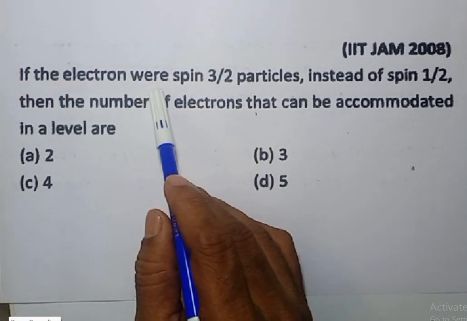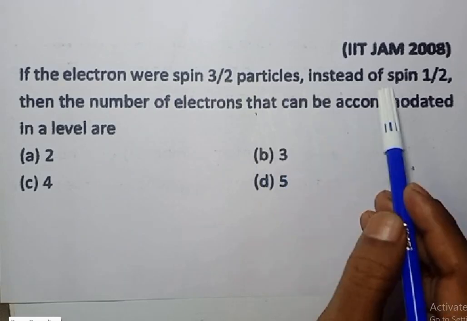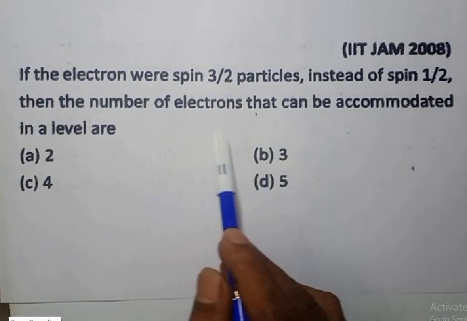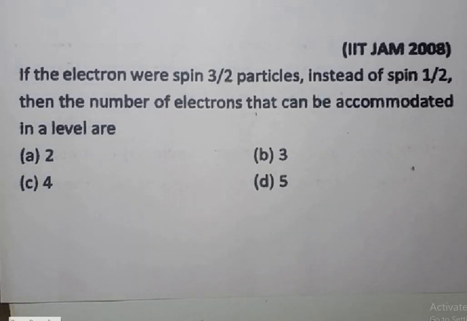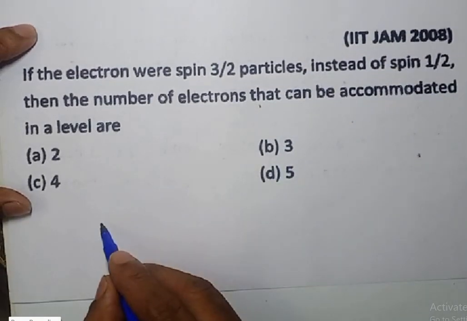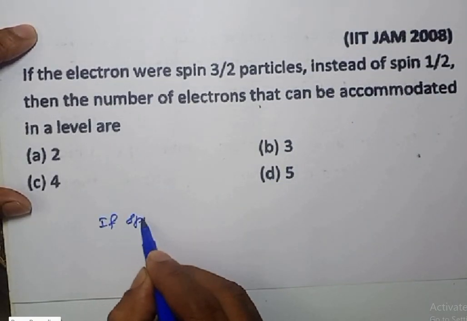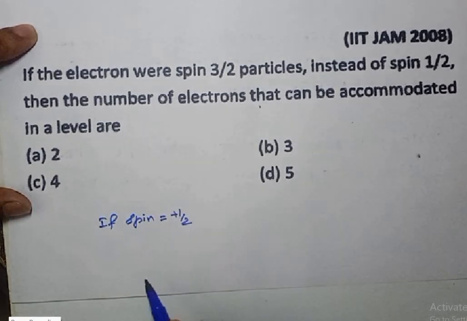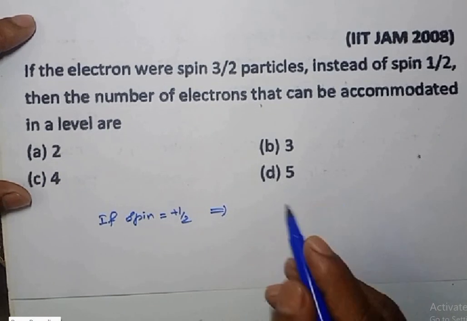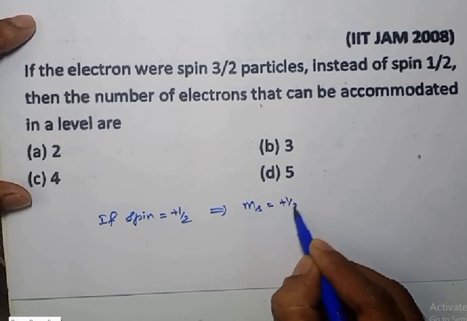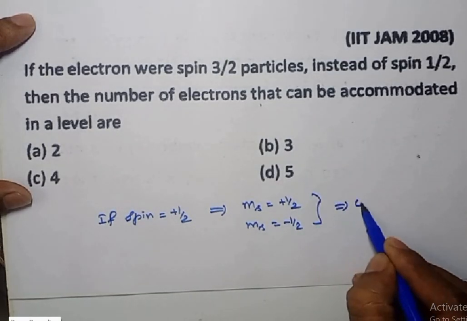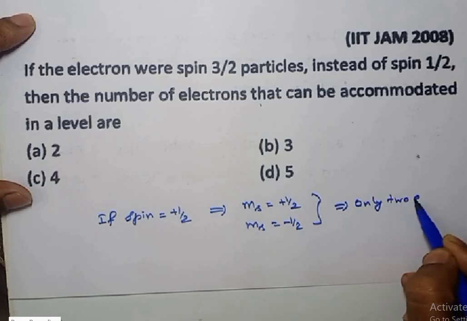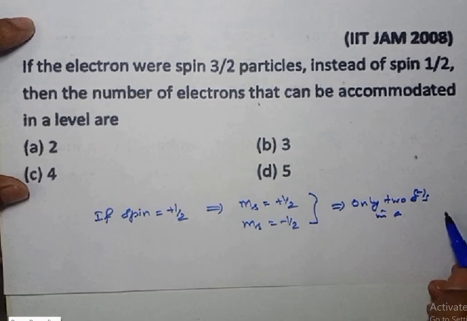If the electron were a spin 3 by 2 particle instead of spin 1 by 2, then the number of electrons that can be accommodated in a level is asked. Listen, if spin is half for an electron, then there are two possibilities, right? What are they? Ms plus half, Ms minus half. Only two possibilities. Therefore, we can put only two electrons in an energy level.